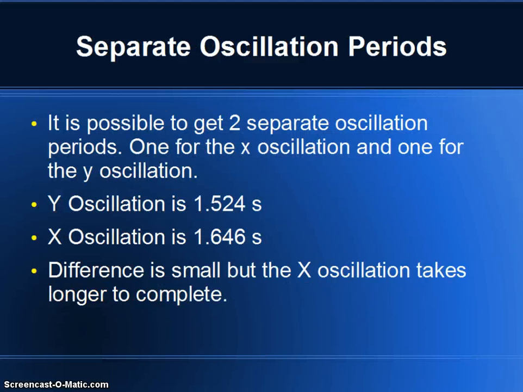model. And also, is it possible to get two separate oscillation periods? Yes, you can get two separate oscillation periods for the x and the y. I have my y oscillation to be 1.524 and my x to be 1.646. The difference is small, but this means that the x oscillation will take a little bit longer to complete.